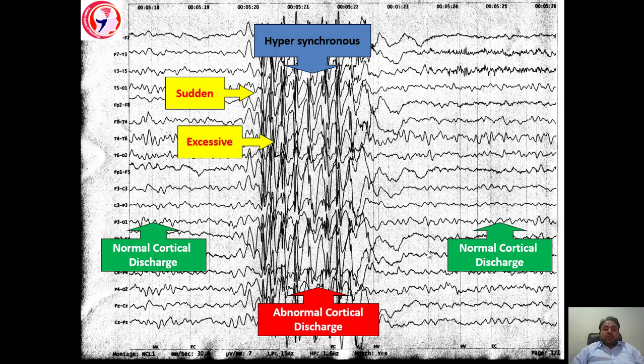This is an electroencephalogram of a patient with a seizure. You can see normal cortical discharge over here and then normal cortical discharge afterwards, but in between there is a sudden excessive hypersynchronous discharge from a group of cortical neurons. This will clinically manifest as a seizure.